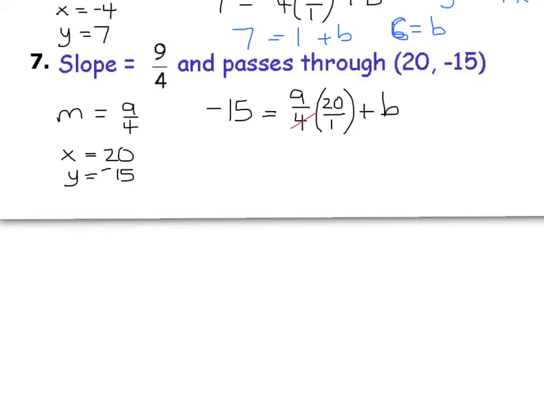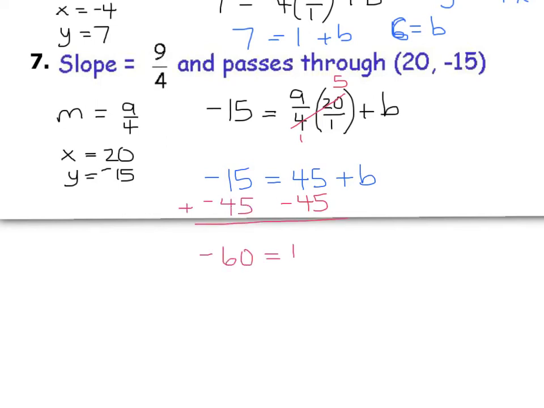So I'm going to cross reduce my 4 and 20, giving me 5 and a 1. So that gives me a negative 15 is equal to 45 plus b. I'm going to add a negative 45 to both sides. So that gives me a negative 60 is equal to b. So the final answer would be y is equal to 9/4 x minus 60.